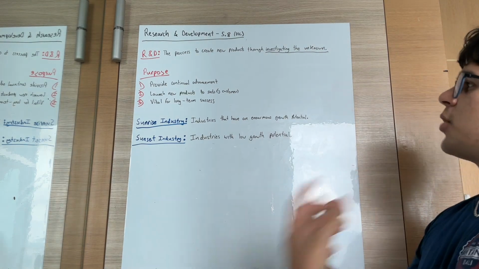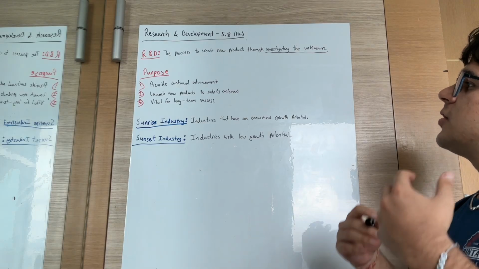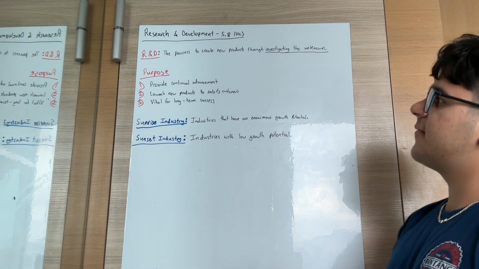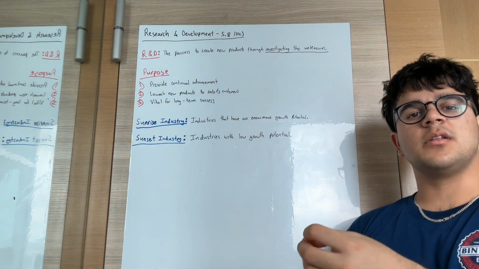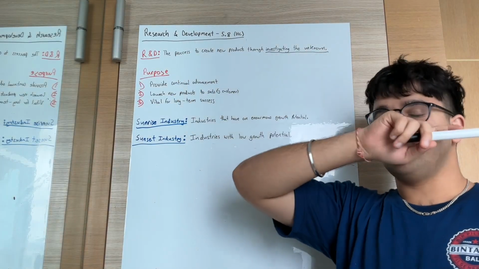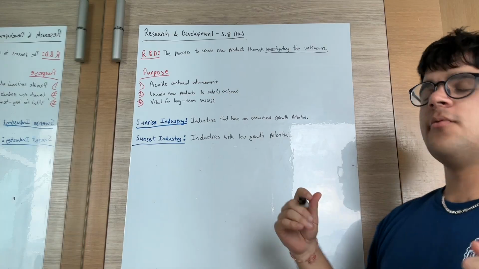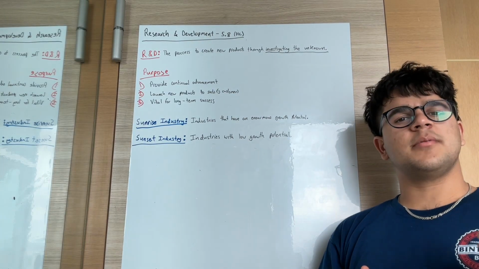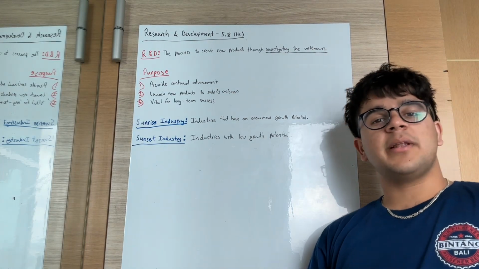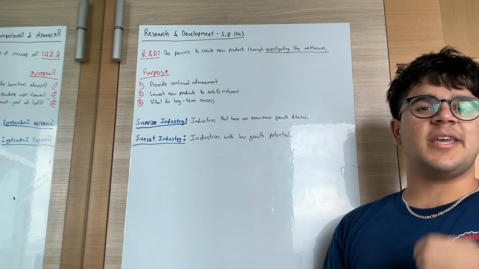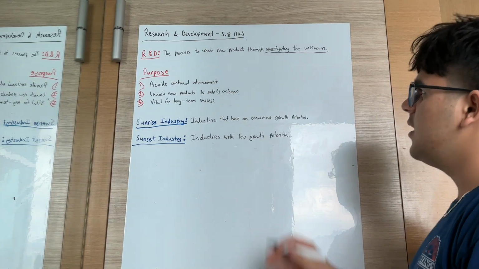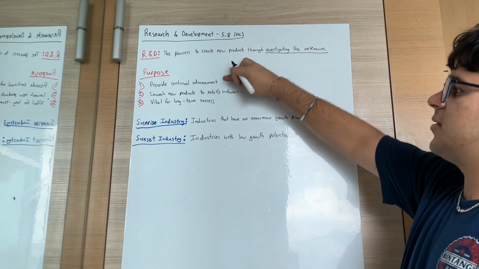So what is the purpose of R&D? The purpose of R&D is to first off provide continual advancement. If you are a business and you continuously research and develop, you're going to avoid these diseconomies of scale of complacency because you're continuously trying to change and improve. So it helps continual advancement.